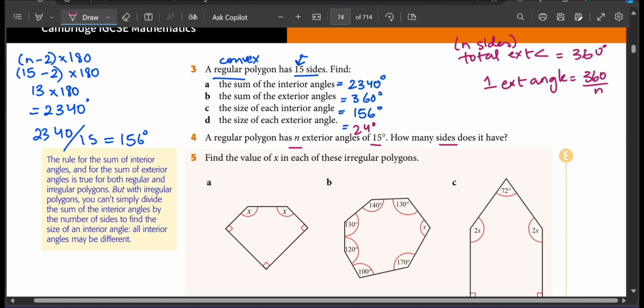So what is the value of one exterior angle? 15 degrees. And then 360 divided by n equals 15, and we will get n as 360 divided by 15, and n is going to be 24. So these are 24 sides. This is what it will have.